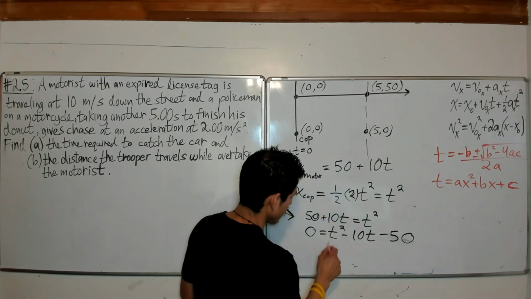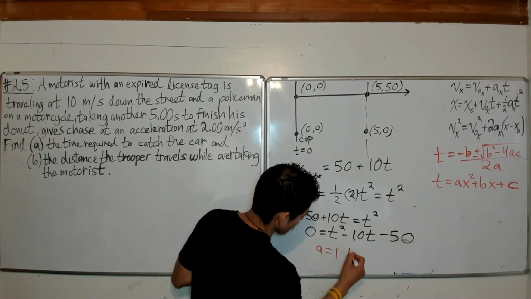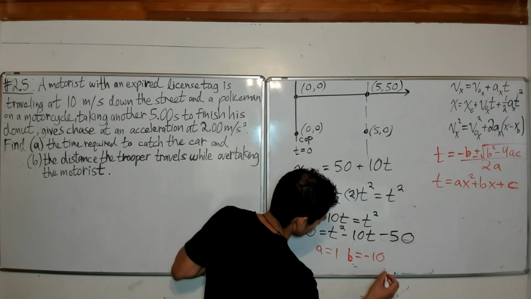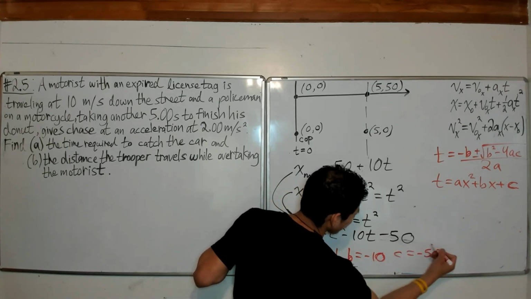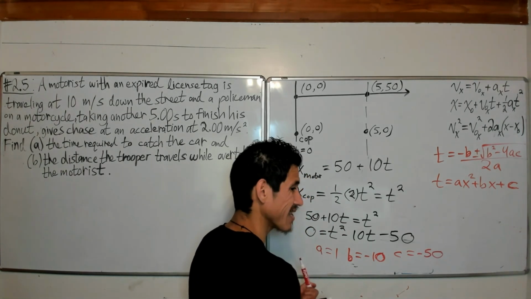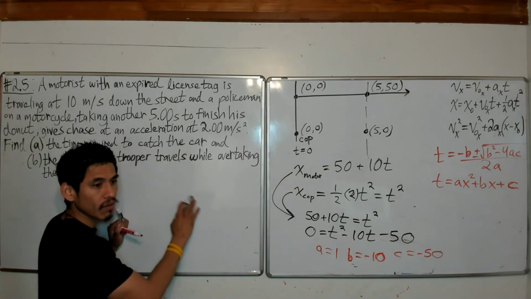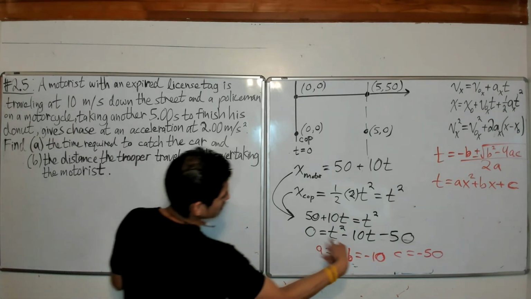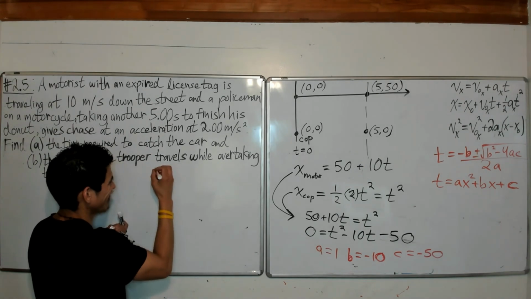So then we just solve this with this. The a here is going to be the coefficient of t squared, which is 1. The b is going to be negative 10 because that's the coefficient of t. And the negative 50 is going to be c. That's your constant. Then we just plug and chug. Let's plug these values in.